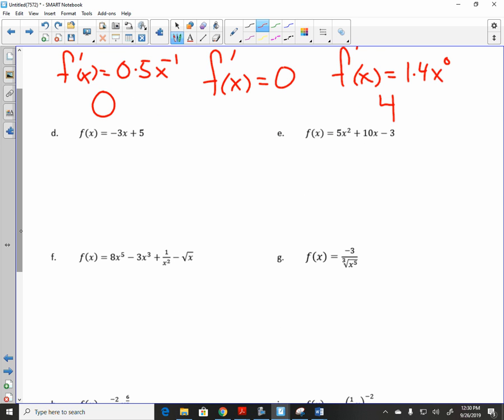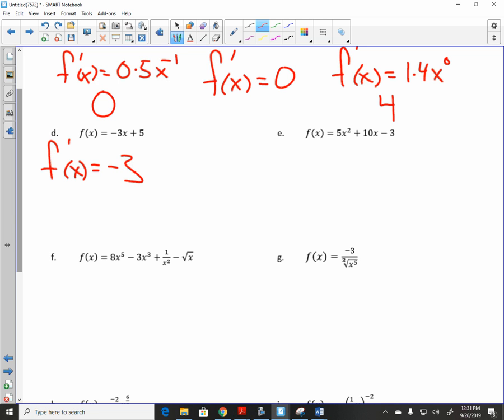If you have multiple pieces being added together, as Riker said, you just take the derivative of each part. What is the derivative of negative 3x? Negative 3. What's the derivative of 5? 0. And you should be able to look at that and think, oh yeah, that's a line with a slope of negative 3. The derivative will be negative 3.